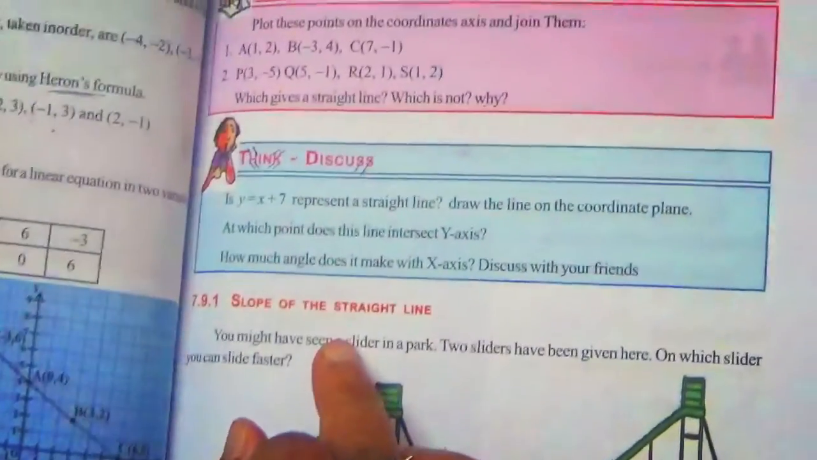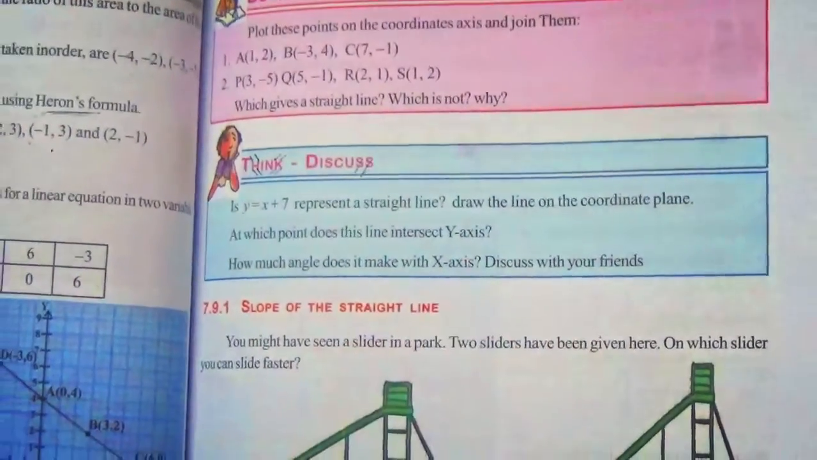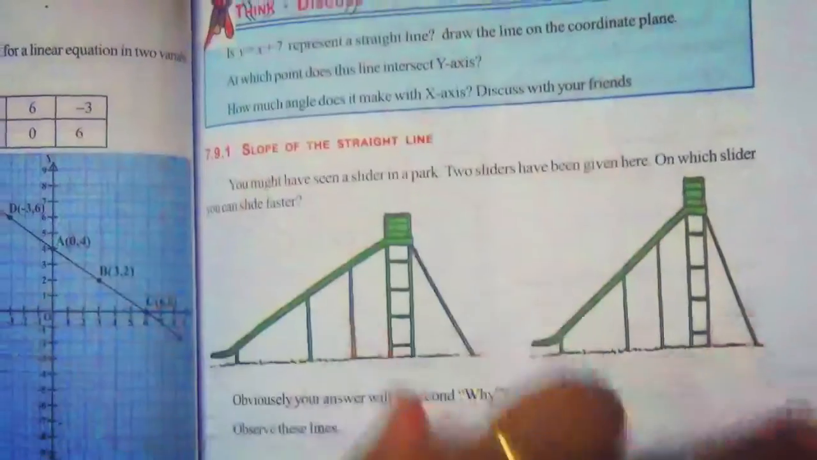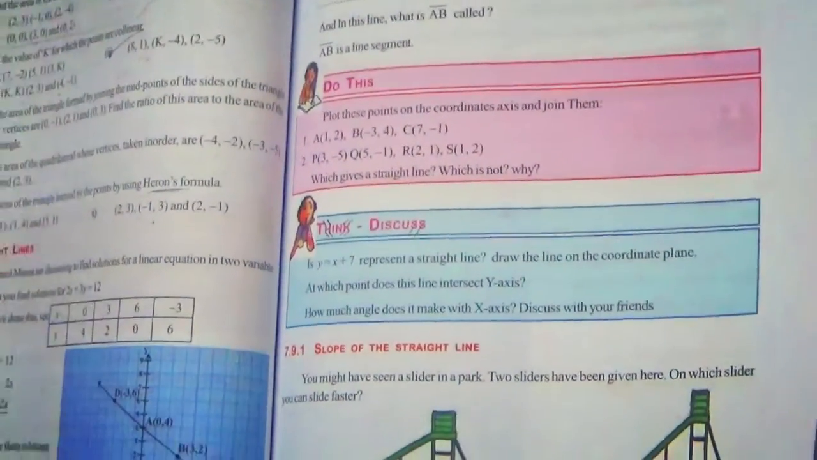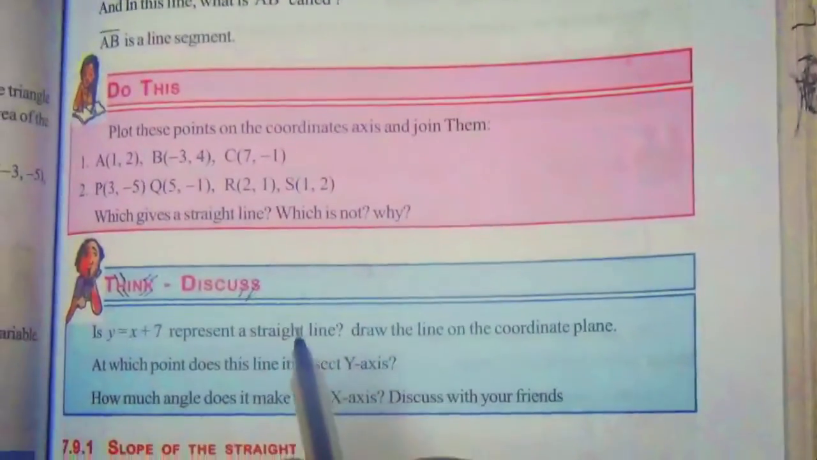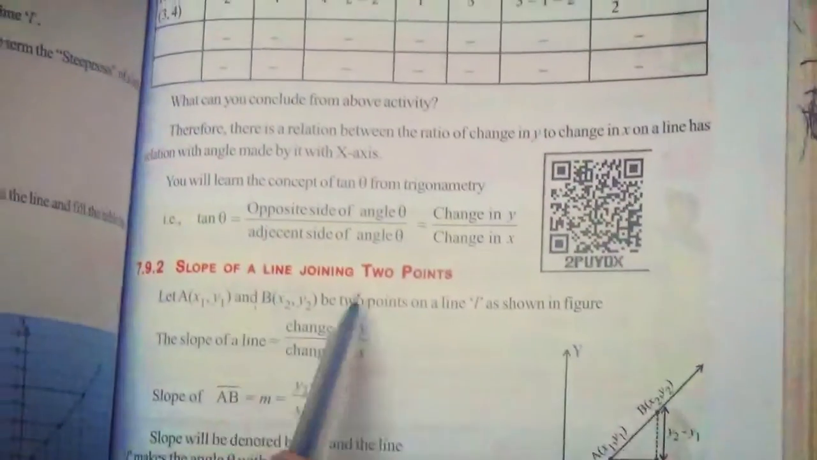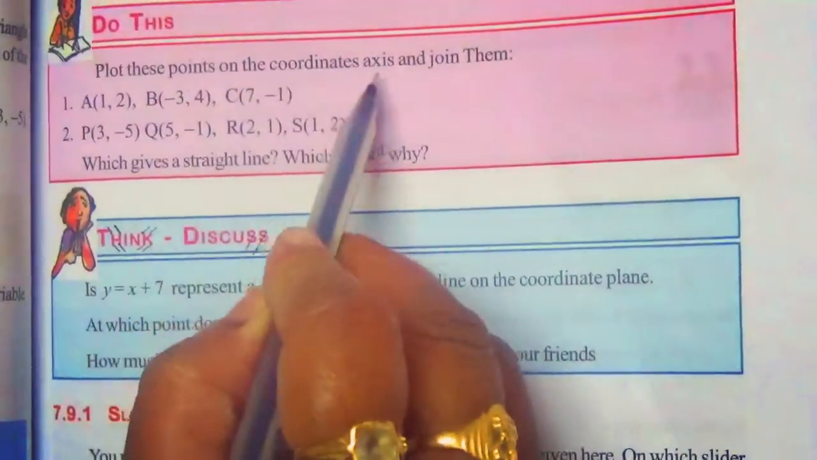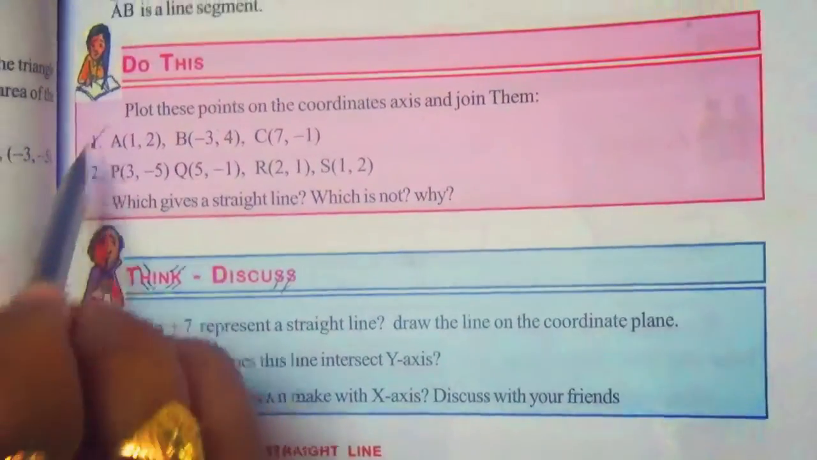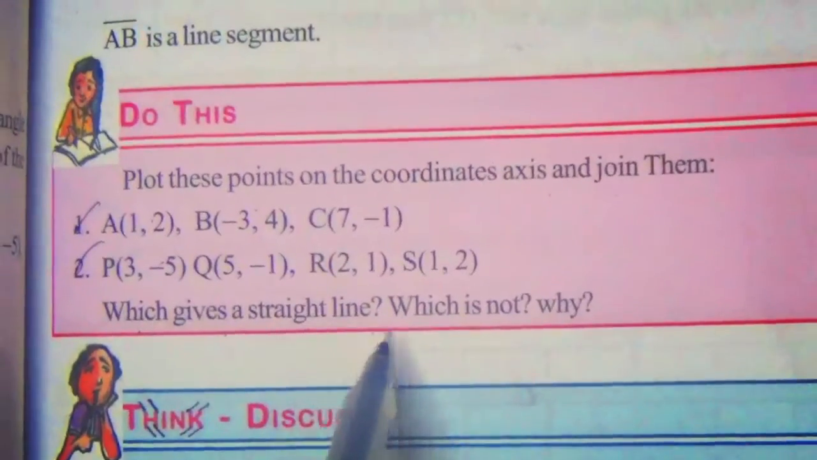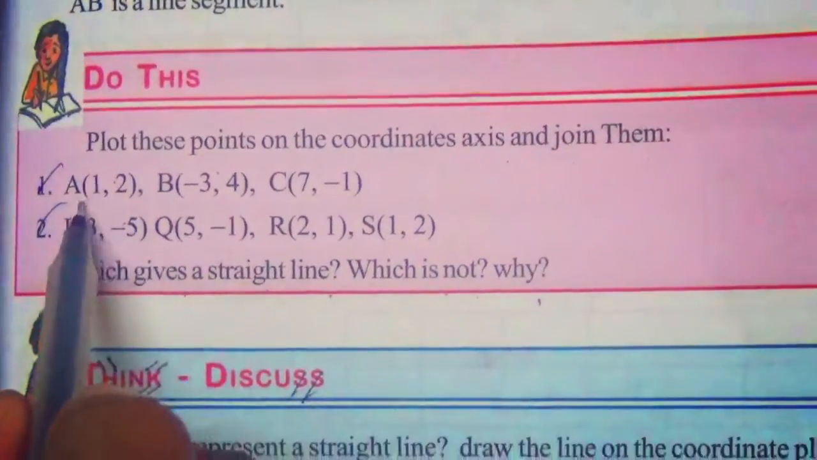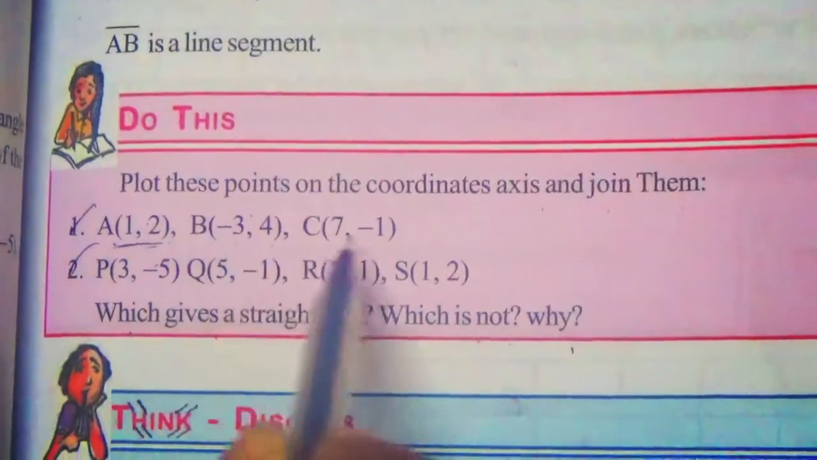Next, the topic is the slope of straight lines. For that there is no particular derivation, but let us check how we get the slope formula. On page number 185, look here before entering the slope formula, the slope of the line joining two points. Before entering this topic, plot these points on a coordinate axis and join them. Here are two sums which give a straight line. The first one is (1, 2), (-3, 4), (7, -1).